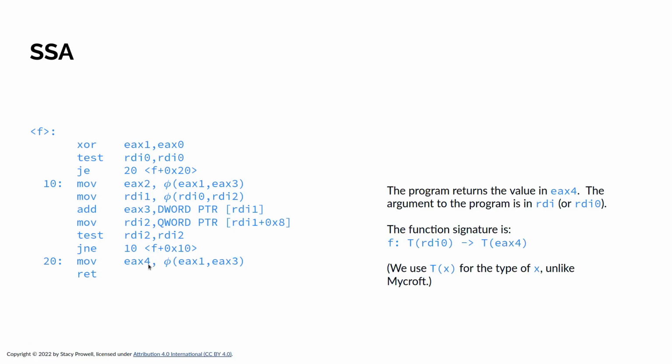The argument of the program was in RDI0, and so the function signature is going to look like this. Whatever the type of RDI0 was, and then the results, whatever the type of EAX4 is. And I'm putting types around here as opposed to replacing the first character with a T like Mycroft does. This just seems more obvious to me.